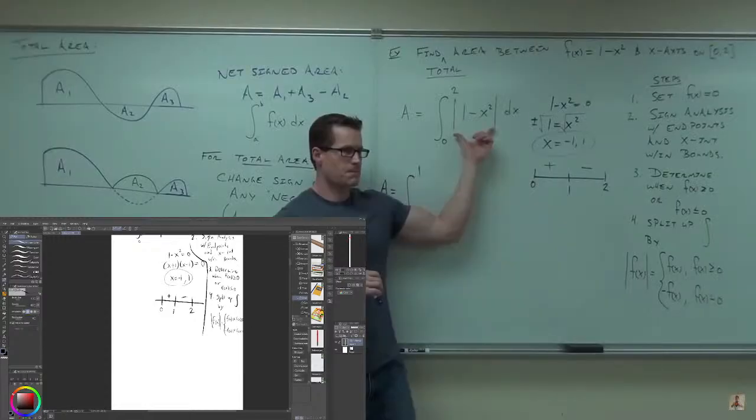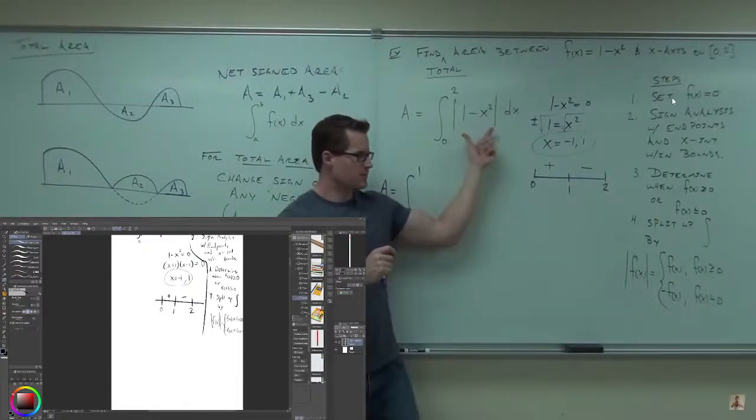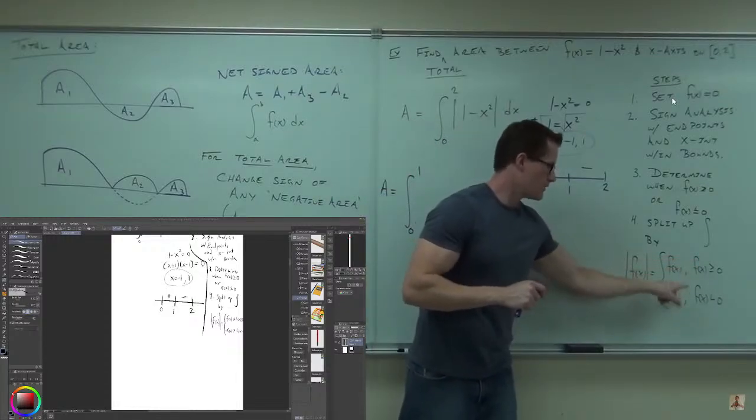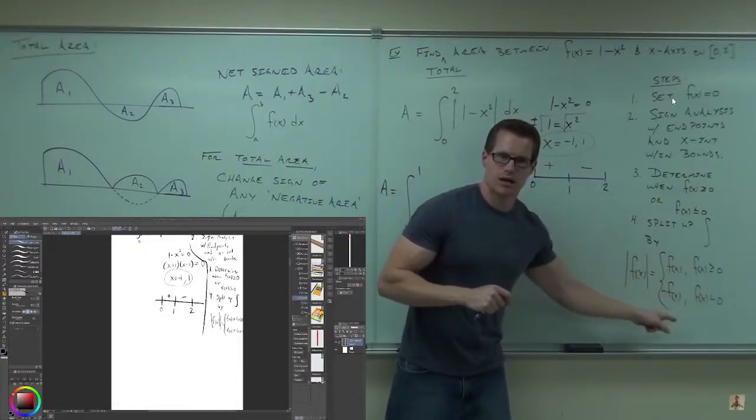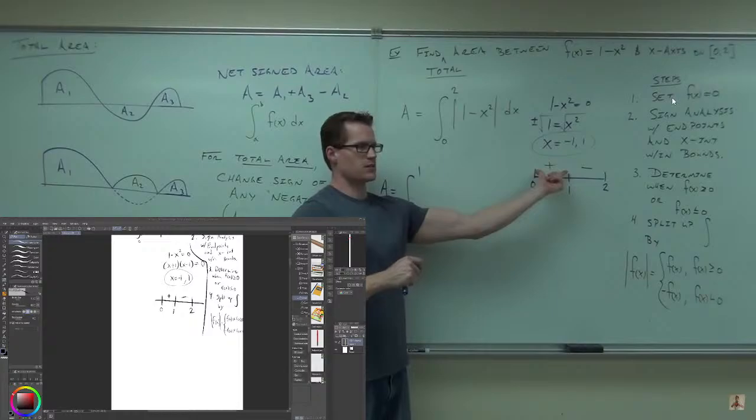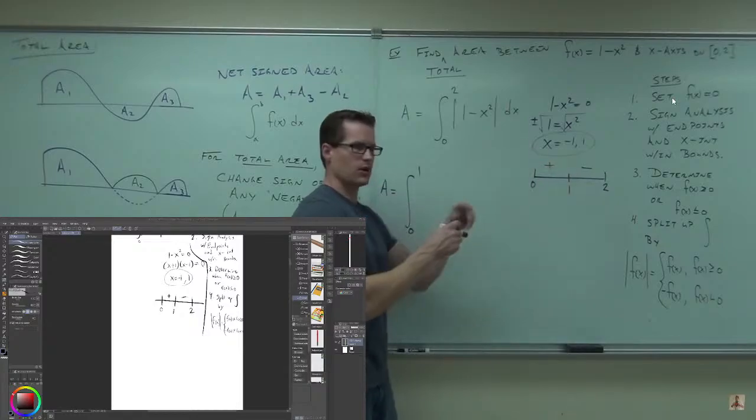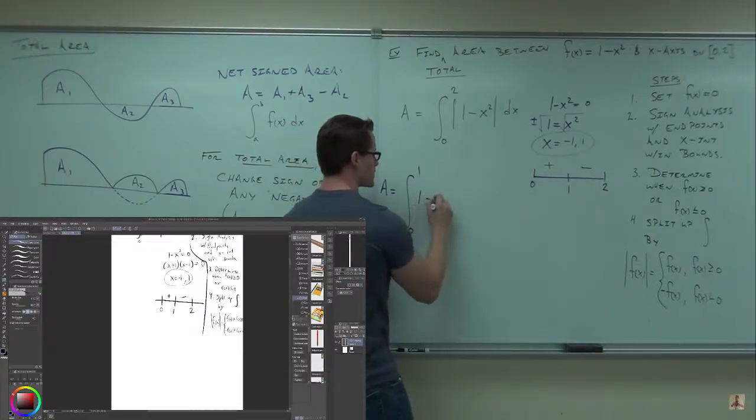Now, think back to this. What the absolute value of f of x says is if it's positive, you leave it alone. If it's negative, you change the sign. So when this is positive, here's what we're going to do. Between 0 and 1, do I change the sign or not? What do you think? I'm going to leave it alone. I'm just going to do 1 minus x squared. Why don't we have the absolute value still?